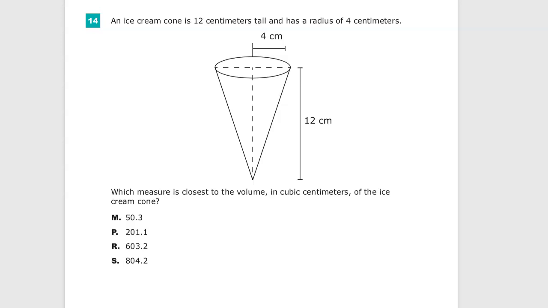Currently, this is question number 14. An ice cream cone is 12 centimeters tall and has a radius of 4 centimeters. And they actually provided a nice drawing here. It's like an upside down dunce cap. Which measure is closest to the volume in cubic centimeters of the ice cream cone?